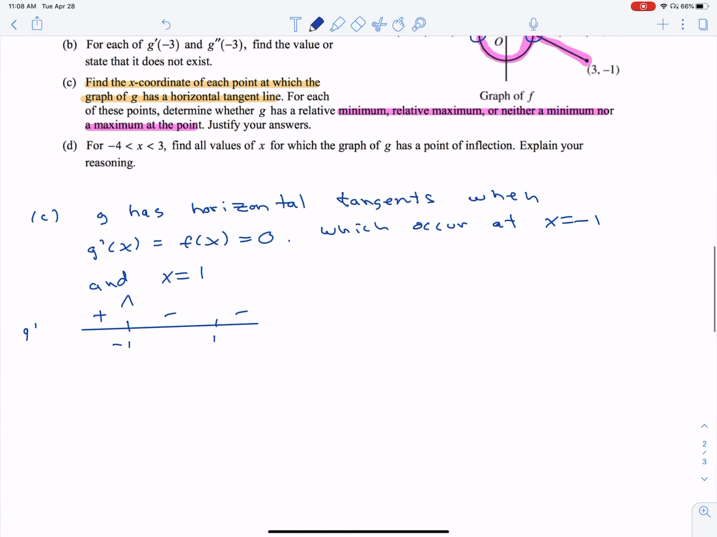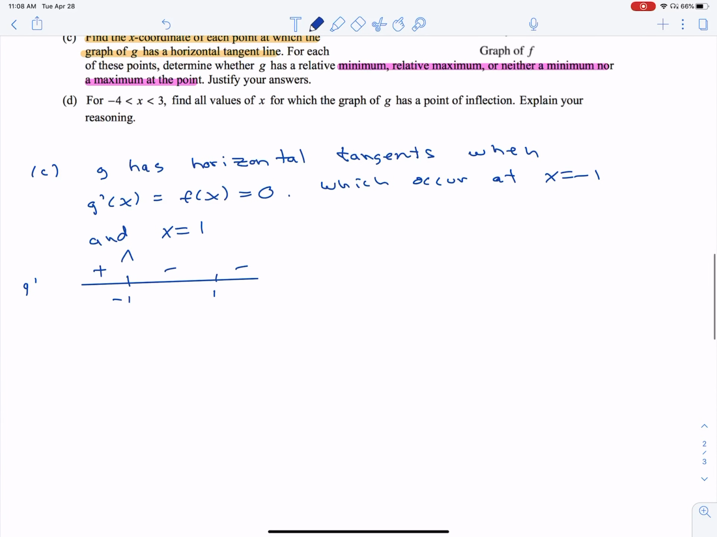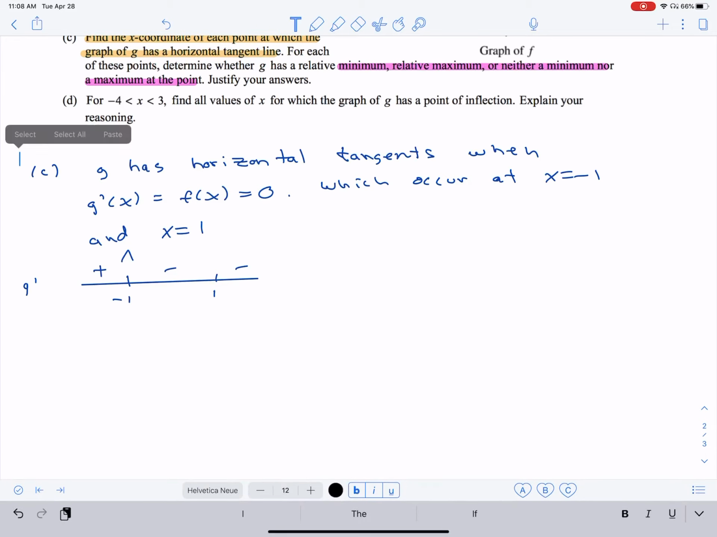And so let's go and justify that. Let's go and put that together. So I'm going to type it out because I'm a faster typer than I am writing it down. So I'm going to say at x equals -1, g has a relative maximum.